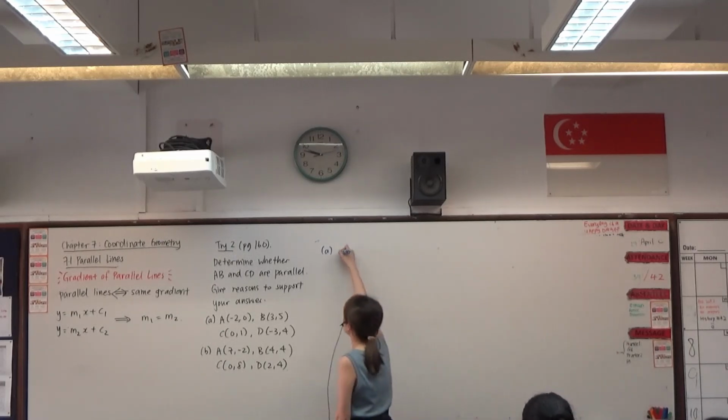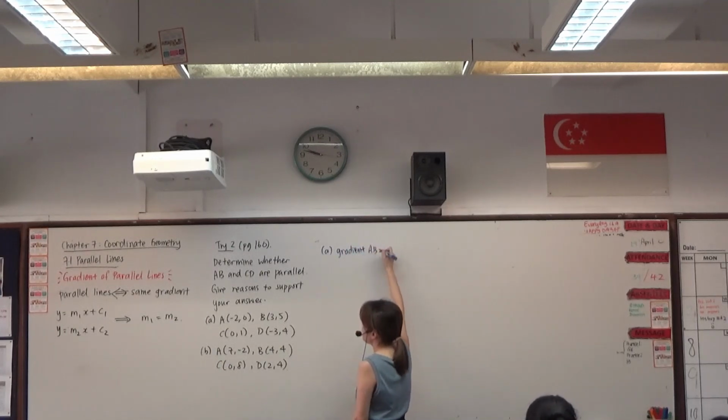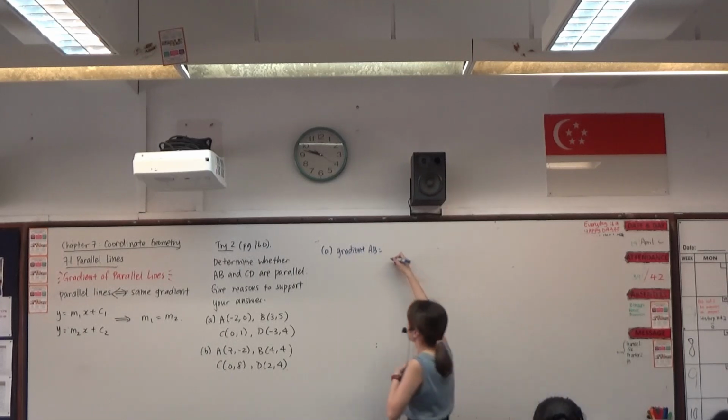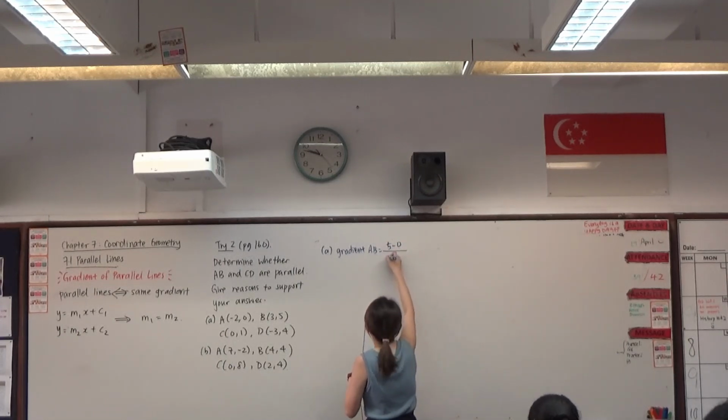Okay, so gradient of AB. So we find out the gradient separately. So we have 5 minus 0 over 3 minus negative 2.